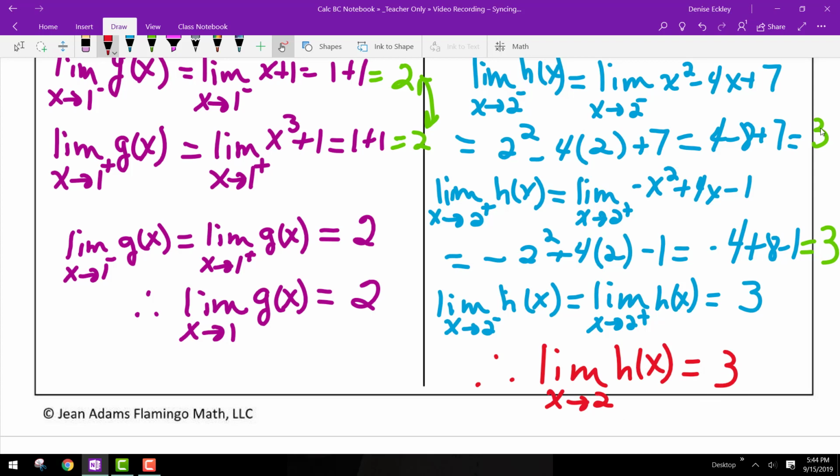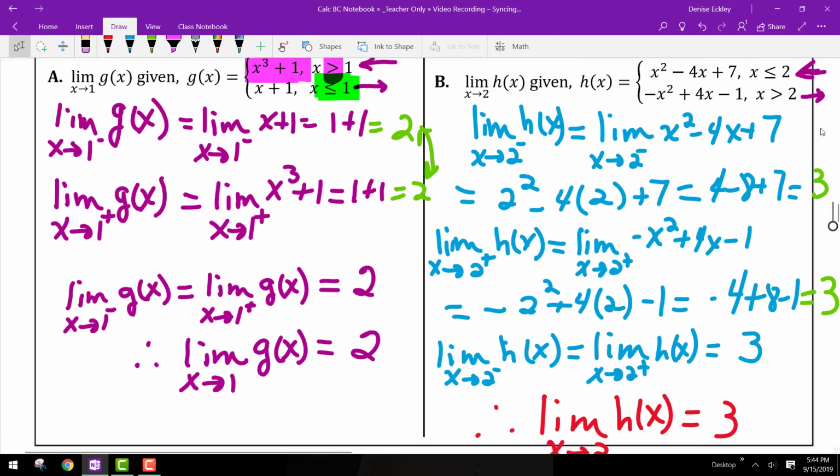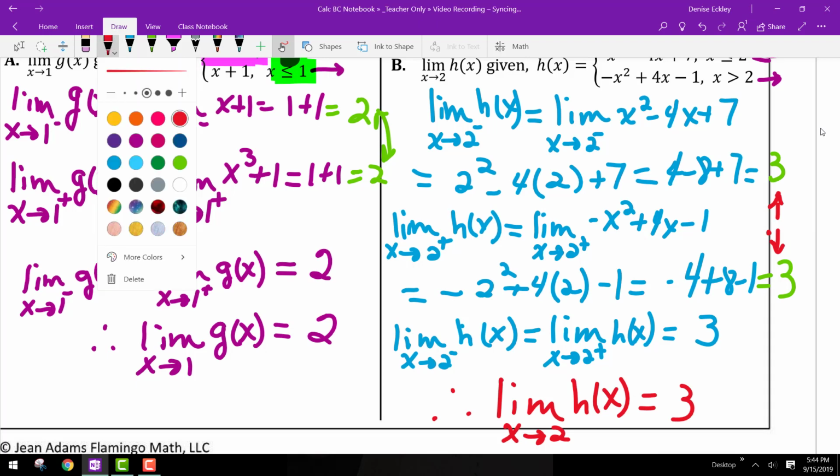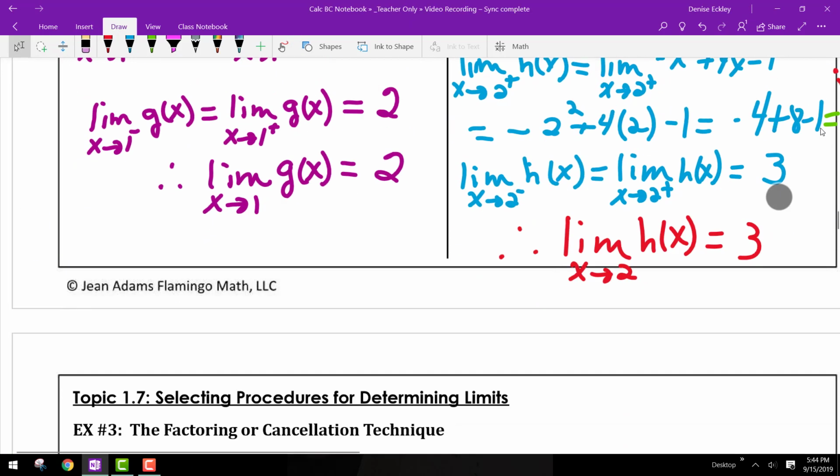So that's how you handle piecewise functions. You treat them from the left and right hand limits. If either of these limits had been different from each other, let's say one of these was 3 and one was 4, then the limit of h of x at 2 specifically would not exist.